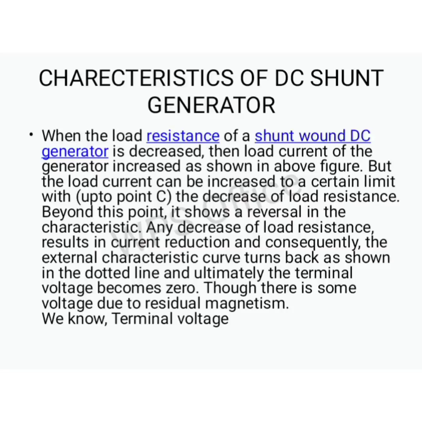When the load resistance of a shunt DC generator is decreased, the load current of the generator increases. But the load current can be increased only up to a certain limit with the decrease of load resistance. Beyond this point, it shows a reversal in the characteristics. Any decrease of load resistance results in a reduction of current.